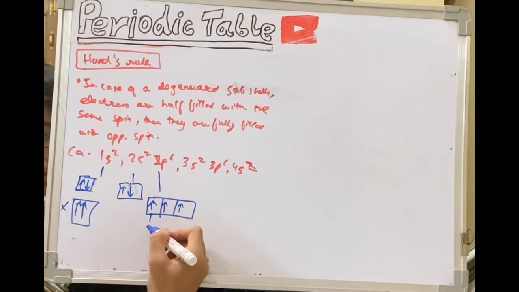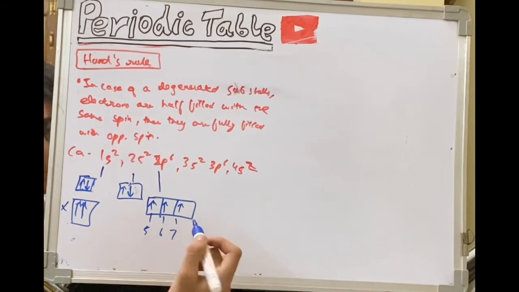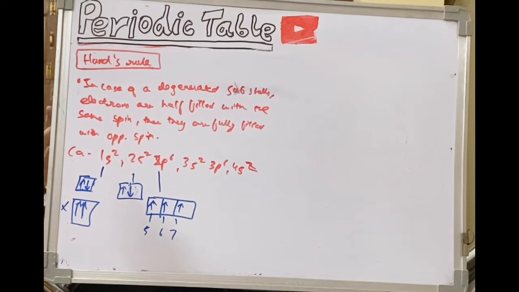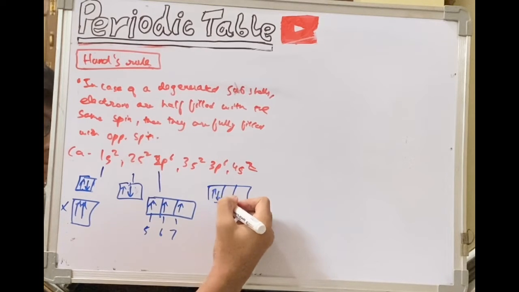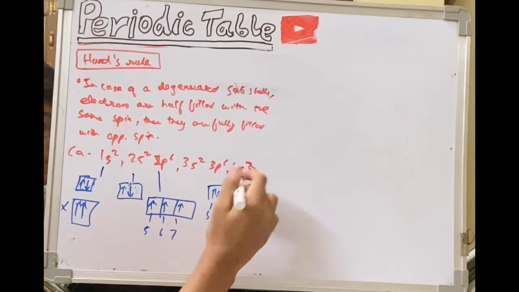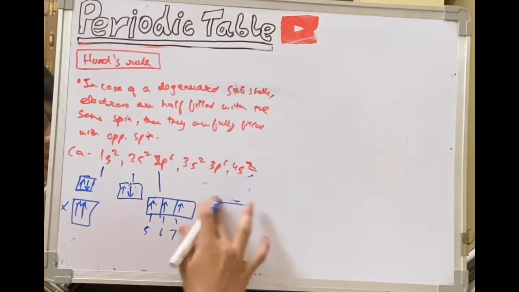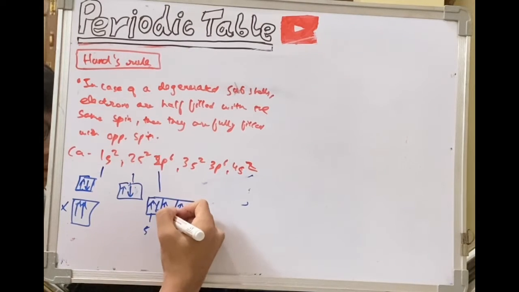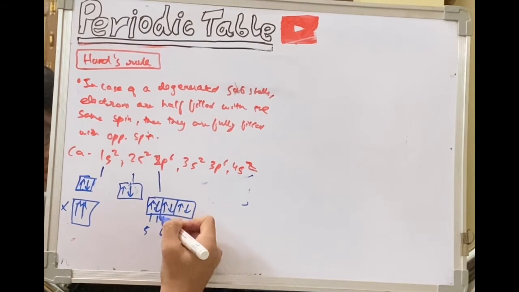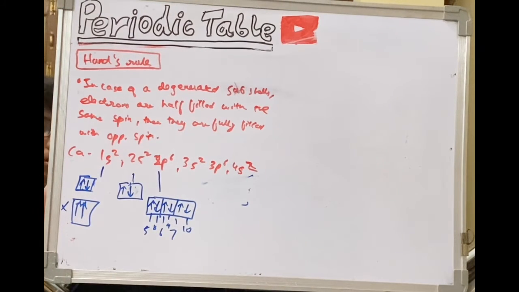Now as Hund's rule says, we have to first fill it half with the same spin. You can fill it like this. This will be the 5th and 6th. This is wrong. You can do it like this. So for filling the 8th, 9th and the 10th electron, we'll have to do it this way. So this will be the 8th electron, this will be the 9th electron, this will be the 10th electron. I think this is very easy to understand.